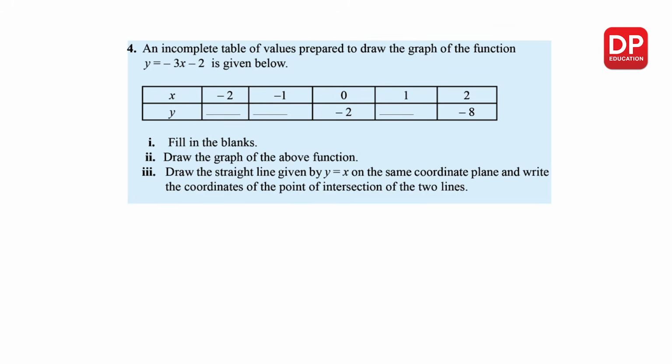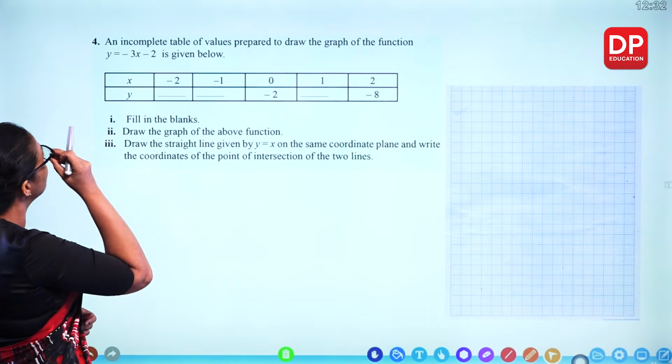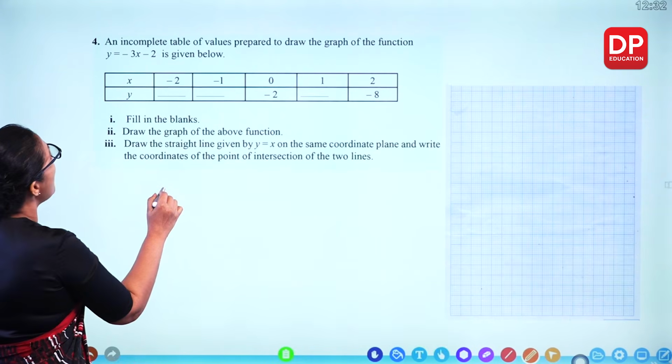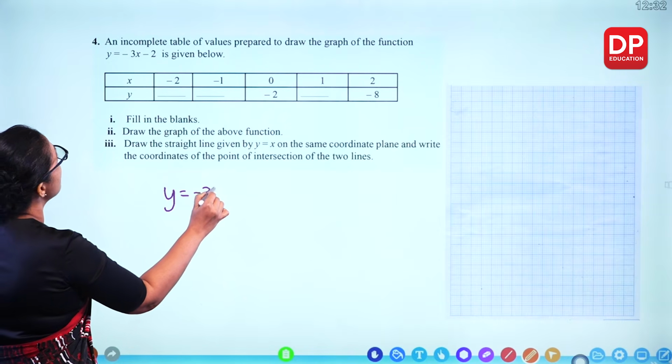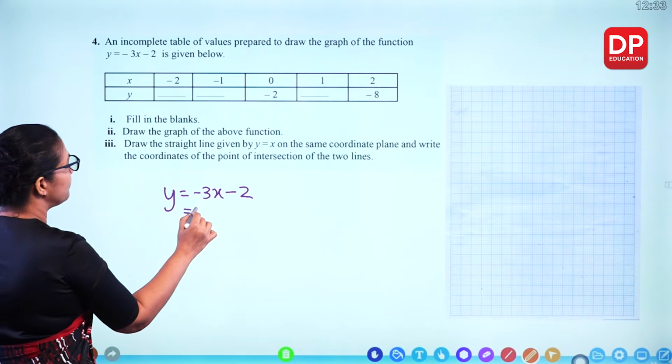Question number 4. An incomplete table of values prepared to draw the graph of the function y equals minus 3x minus 2 is given below. Fill in the blanks. So we'll substitute into y equals minus 3x minus 2. So substitute minus 2.